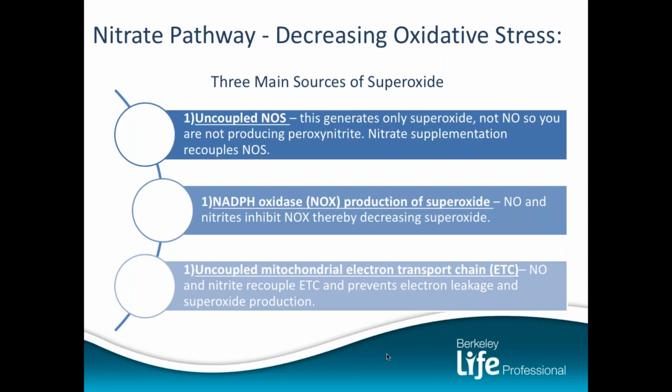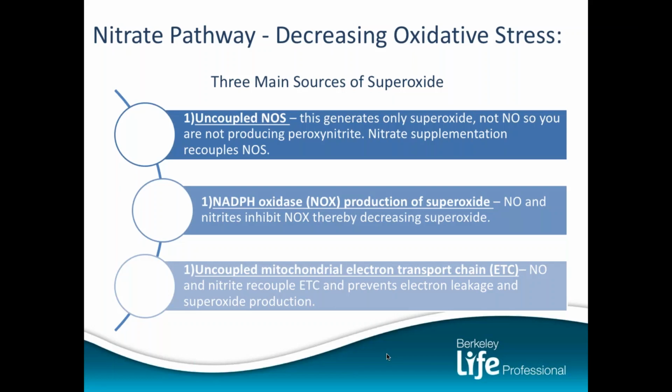And then we've got the uncoupled mitochondrial electron transport chain. Nitric oxide and nitrite recouple the electron transport chain and prevent electron leakage and superoxide production. So restoring nitric oxide production decreases superoxide production, which will decrease peroxynitrite production, decreasing oxidative stress.